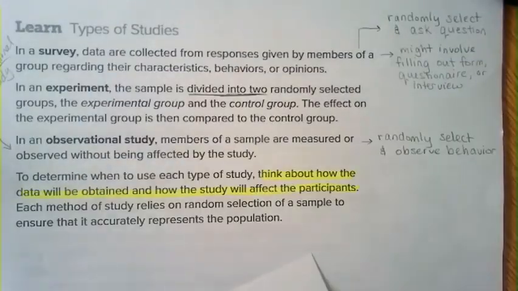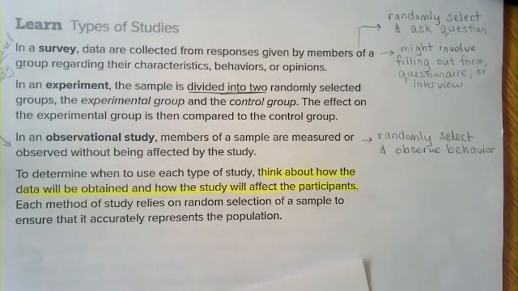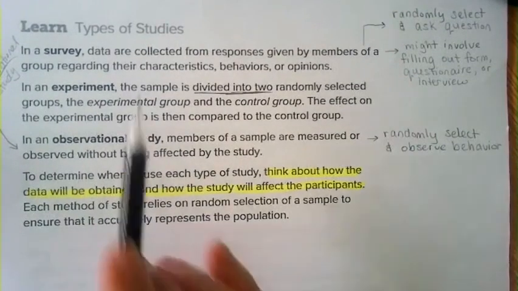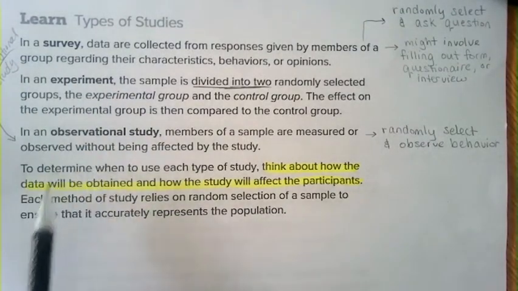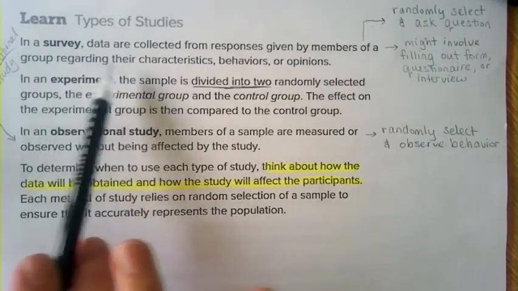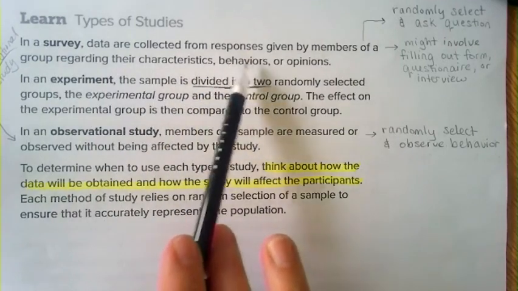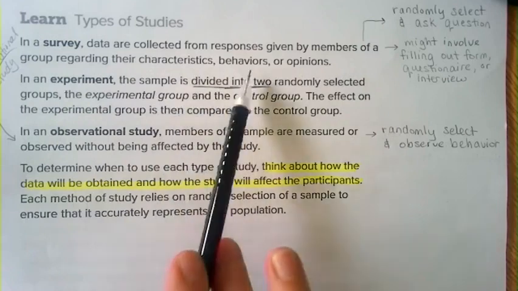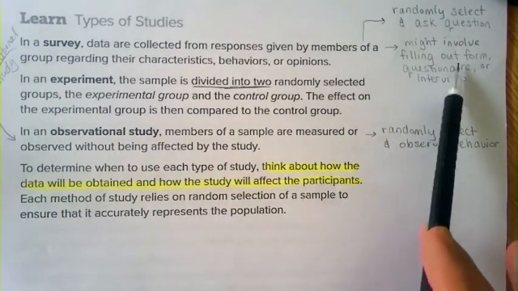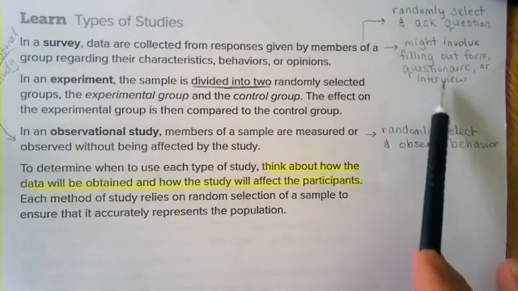All right, the next part we're going to talk about are just different types of studies. We've got three different kinds here. We've got a survey, an experiment, and an observational study. A survey is data collected from responses given by the members of a group regarding their characteristics, behaviors, or opinions. So typically that's filling out a form, a questionnaire, or an interview.